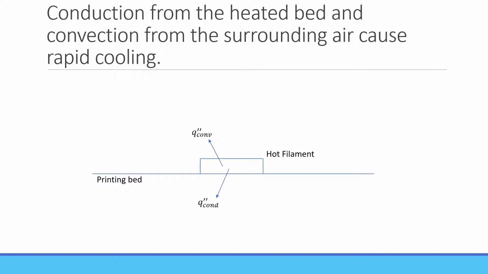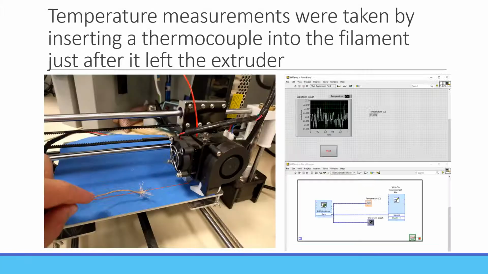So you have the heat flux due to conduction going out of the filament into the print bed, while at the same time you have convection coming off the top of the filament. This is typically free convection if you're not using a cooling fan. However, you can add a cooling fan to the process to introduce some forced convection and increase the cooling rate. So conduction from the heated bed and convection from the surrounding air cause rapid cooling to occur.